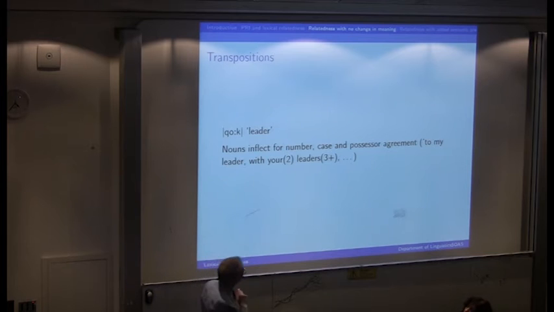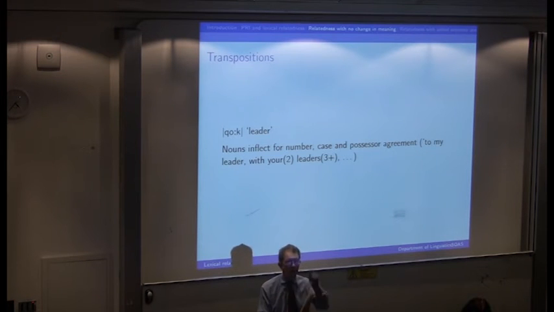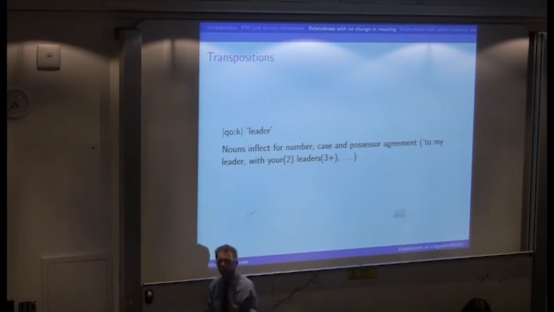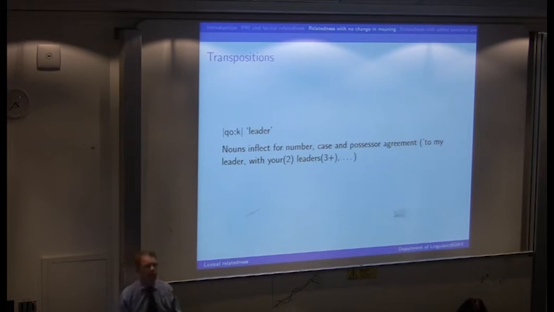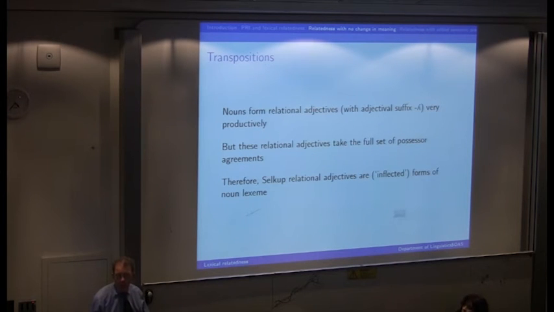This is a language with lots of morphology. Nouns inflect for number and case and possessor agreement. So you know that some languages do this. Instead of saying my house, you take the word house and inflect it for first person singular possessor or third person dual possessor or whatever it might be. And Tilkup does this. And you can create relational adjectives by adding -le to the end of the noun extremely productively. As far as one can tell, it's almost like inflection.